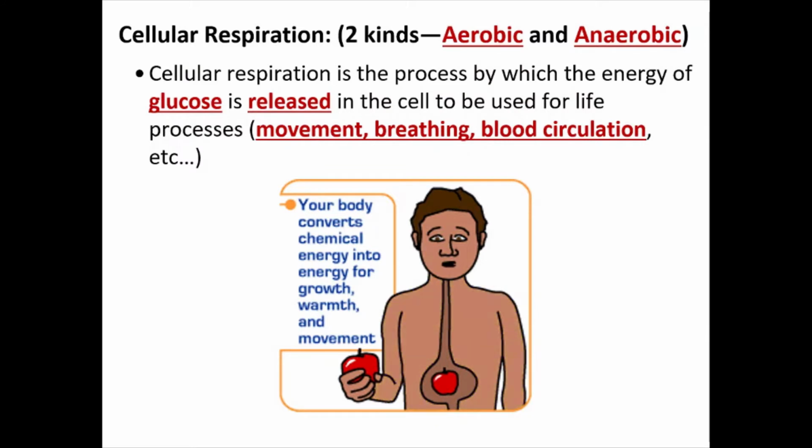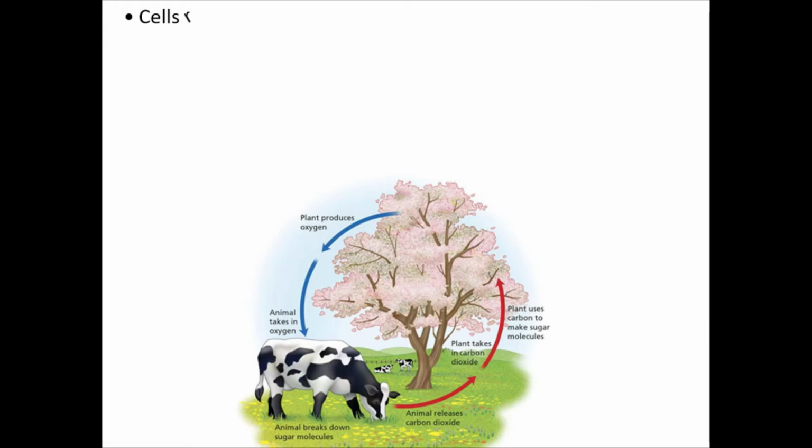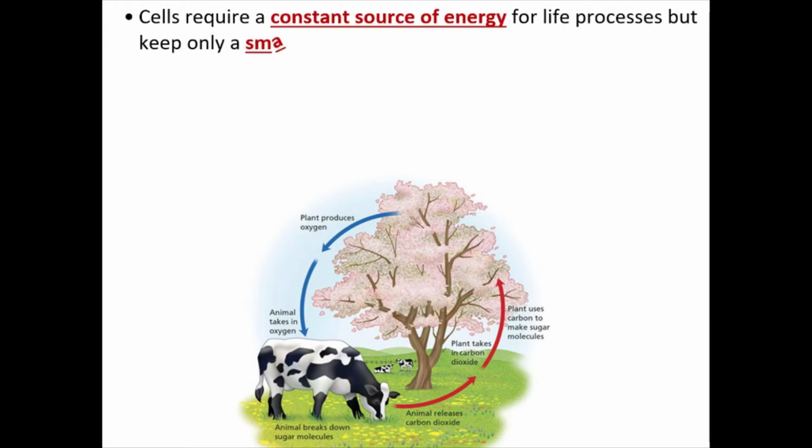Now, cellular respiration is the process by which energy from glucose is released in order for your body to perform life functions, such as movement, breathing, blood circulation, and pretty much everything else that your body has to do in order for it to survive. Your body and your cells require a constant source of energy in order for them to perform life processes.